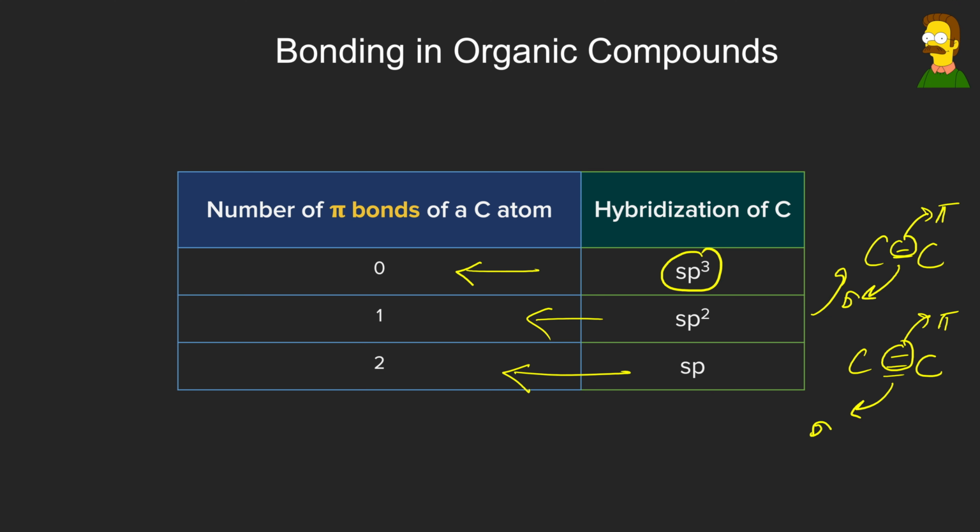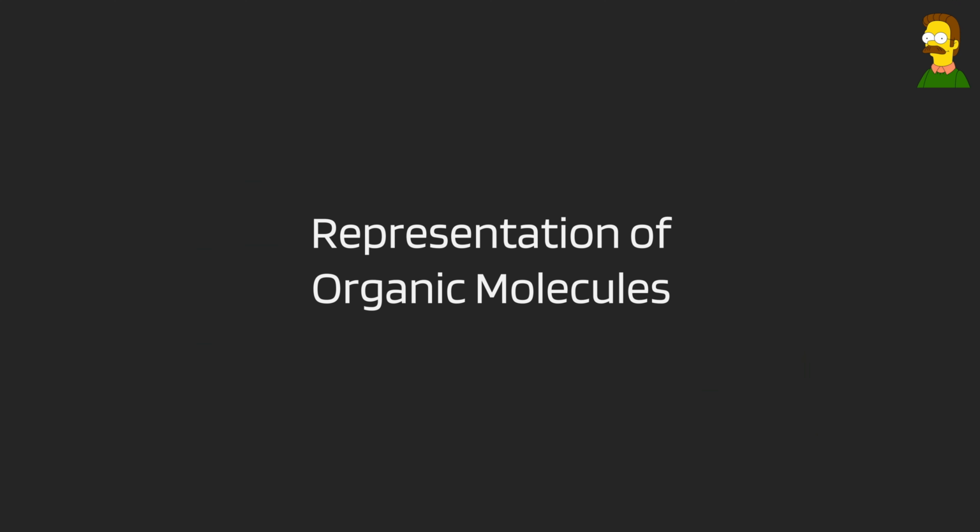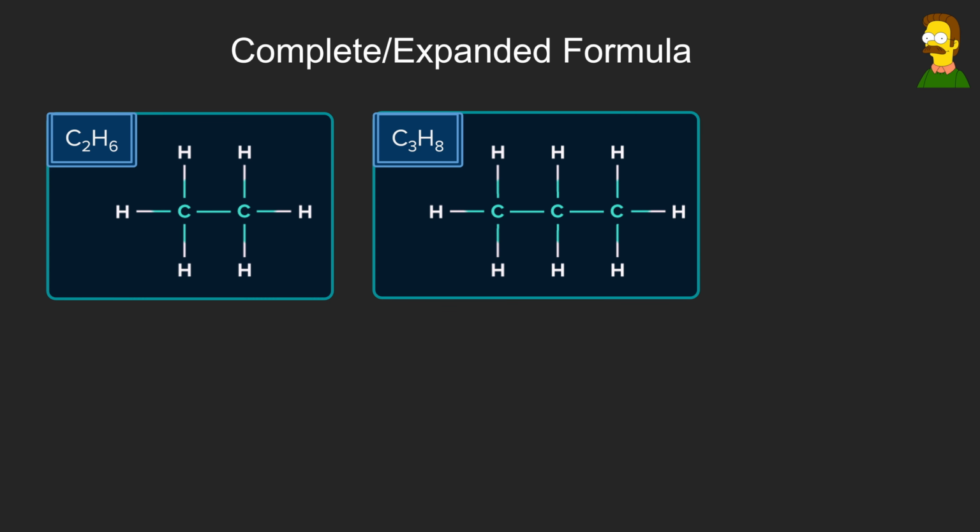Okay, cool. Please revise all this. If you're not sure about what I'm talking about, check out my chemical bonding videos. I can link them in the description if you like. So how do you represent organic molecules? You draw all the relevant bonds, right? This is the complete and expanded way of doing so. So you have ethane and propane.